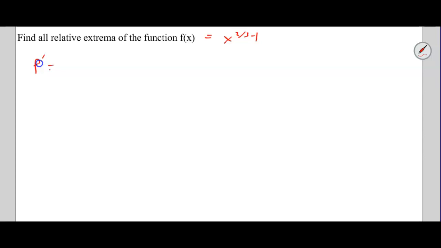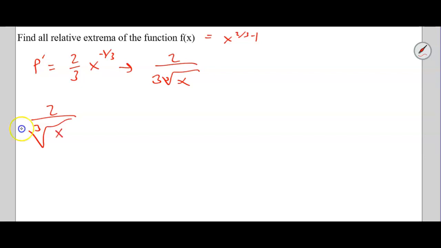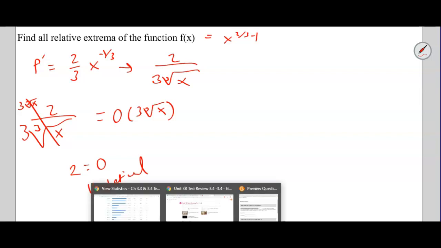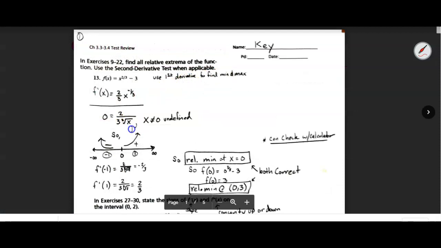Find your first derivative. That first derivative is 2/3 x, and remember, reduce the exponent by 1, or 3 over 3, which is a negative 1/3. Which I rewrote as 2 over 3 times the cube root of x, moving that to the bottom. Now we take that times 3, and we set it equal to 0. If you multiply both sides by 3 times the cube root of x, that'll cancel, this is 0, so you have 2 equals 0, and this is undefined. I know that's not undefined, you just sloppy, but I just want to show you on your test review key, it was undefined.